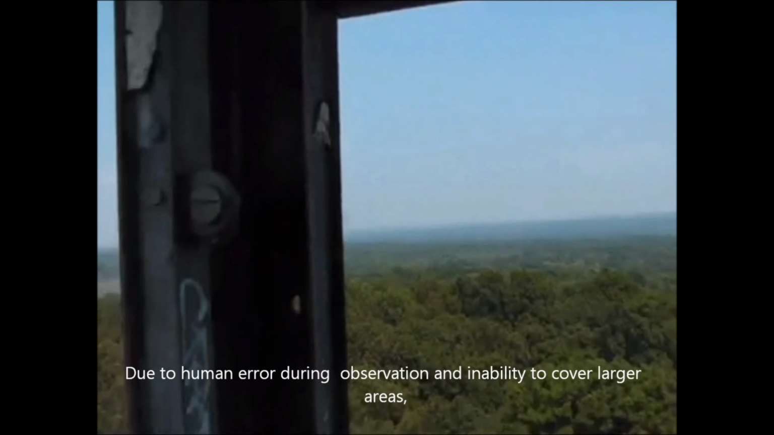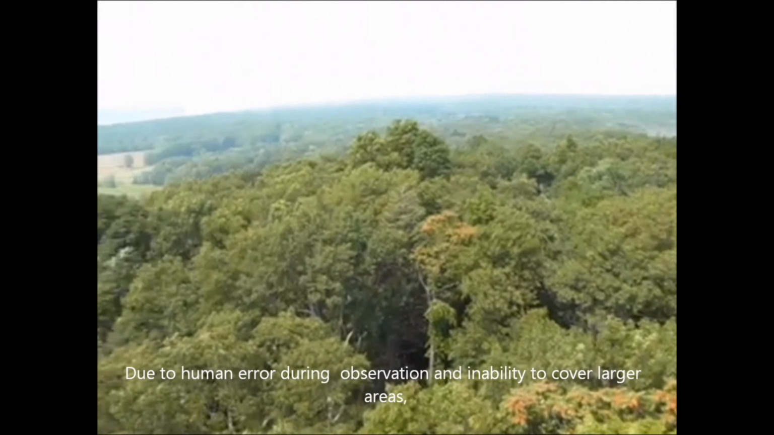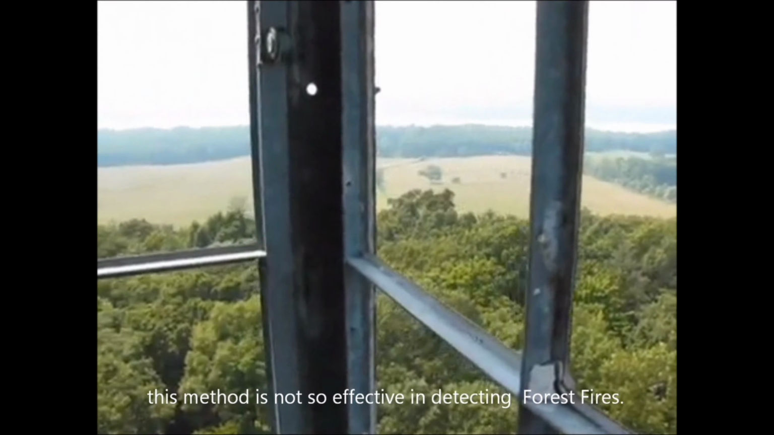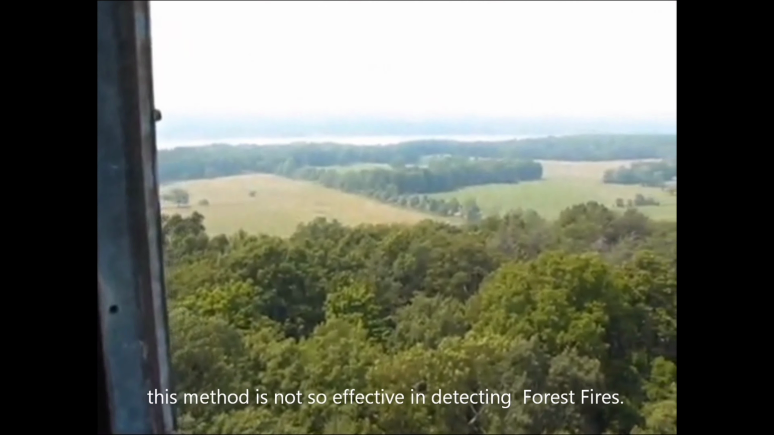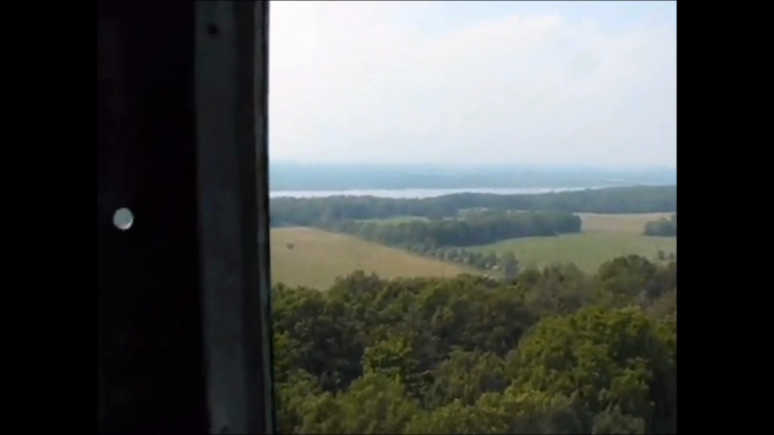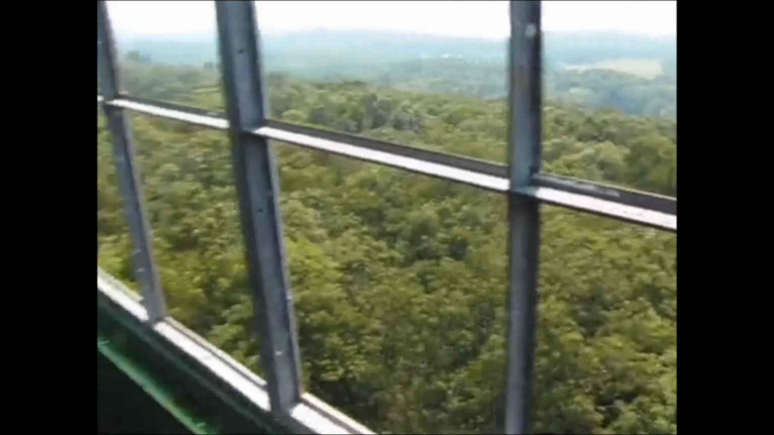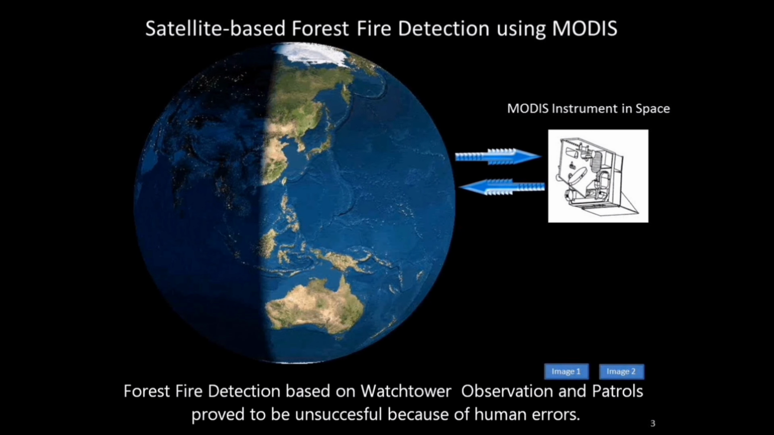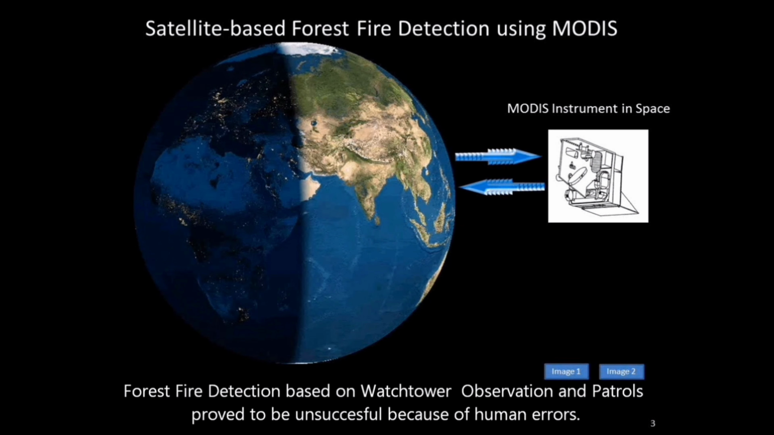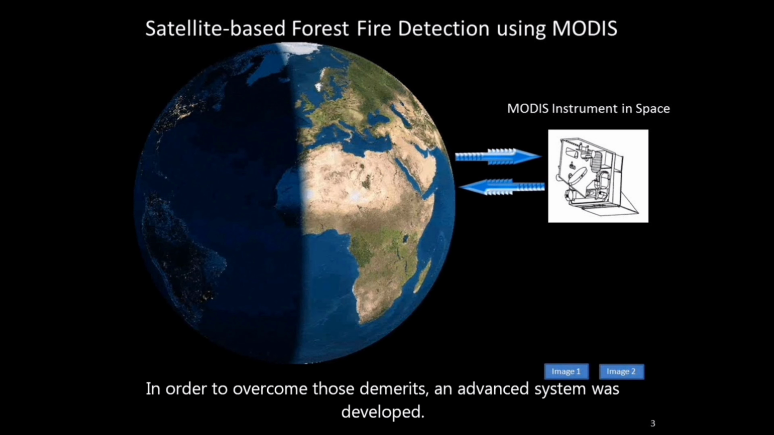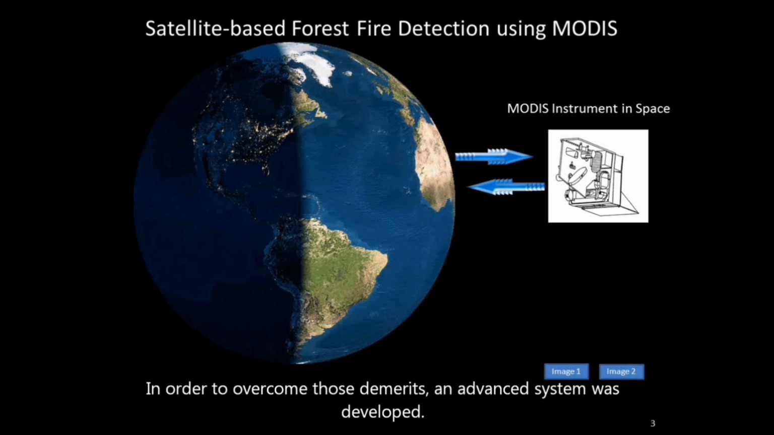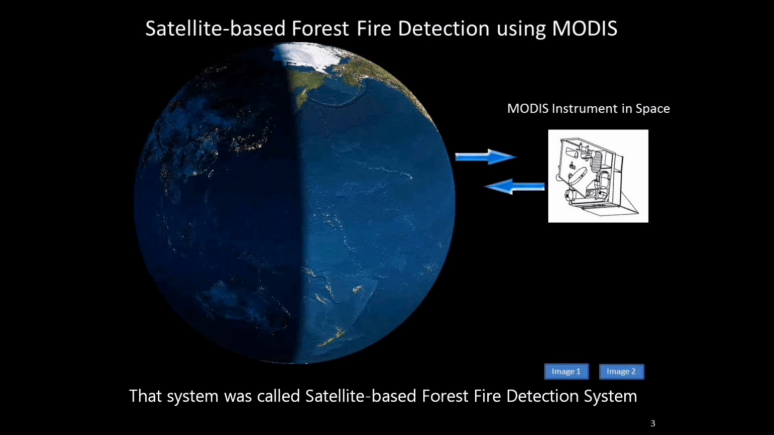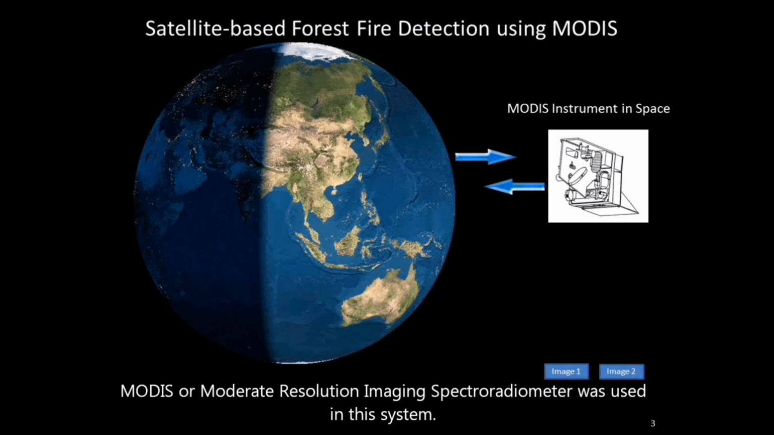Due to human error during observation and inability to cover larger areas, this method is not so effective in detecting forest fires. Forest fire detection based on watchtower observation and patrols proved to be unsuccessful because of human errors. In order to overcome those demerits, an advanced system was developed. That system was called satellite-based forest fire detection system.